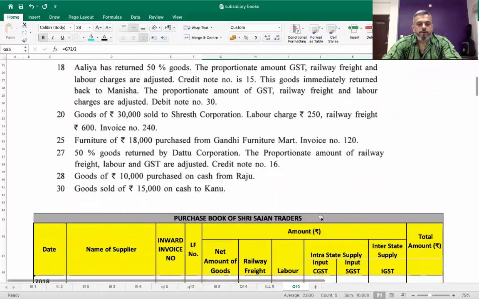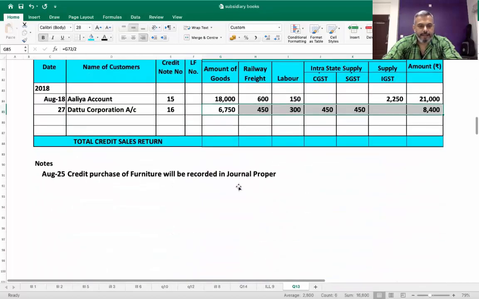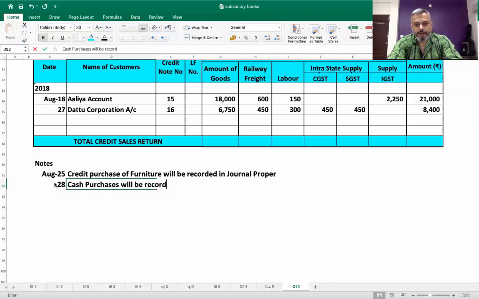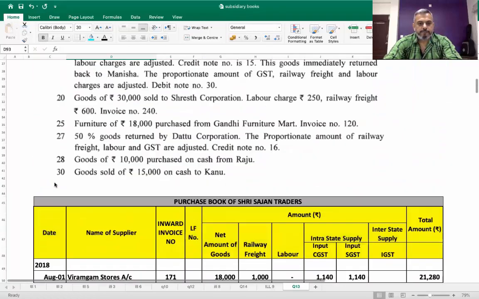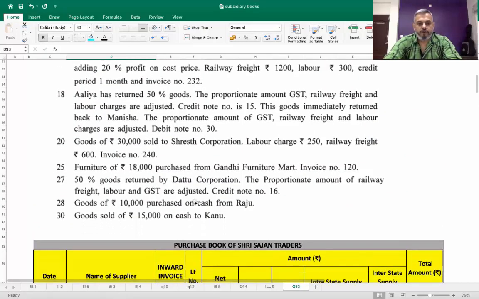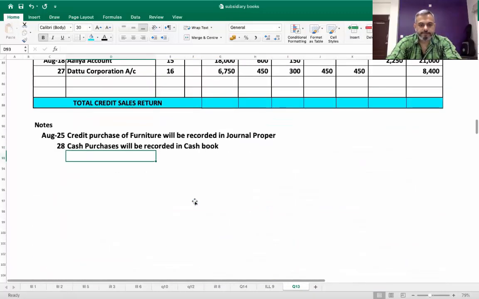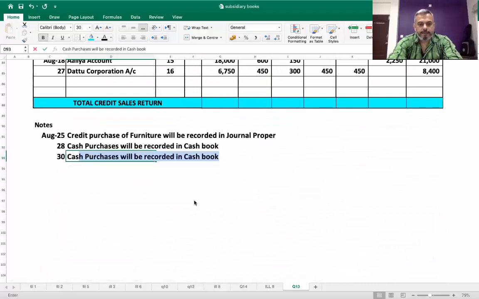Now 28, goods of 10,000 purchased on cash from Raju. So 28, cash purchases will be recorded in cash book. And goods sold of 15,000 on cash to Kanu. So 30th, cash sales will be recorded in cash book.